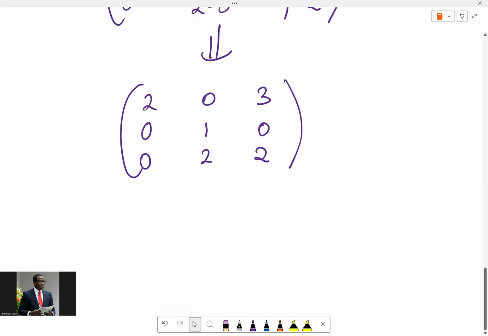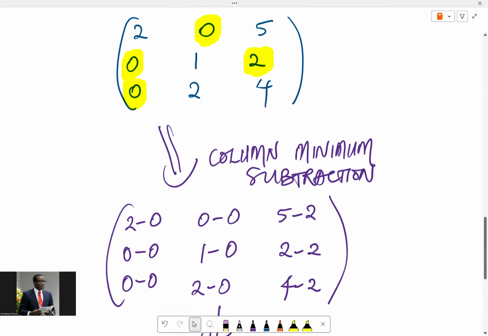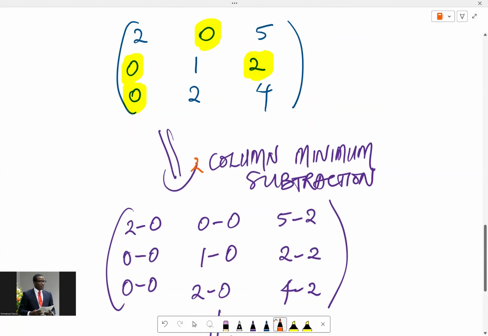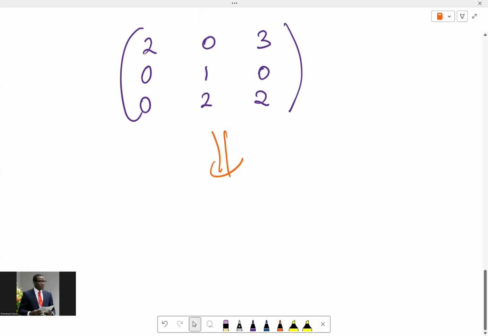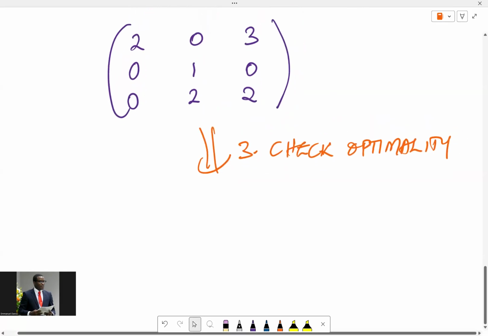Now, the next thing we want to do is to check for optimality. So that's step 3 now. This is step 2 so far. So step 3, we check optimality. And how do we do optimality? We cover all the zeros with the minimum number of lines we can.